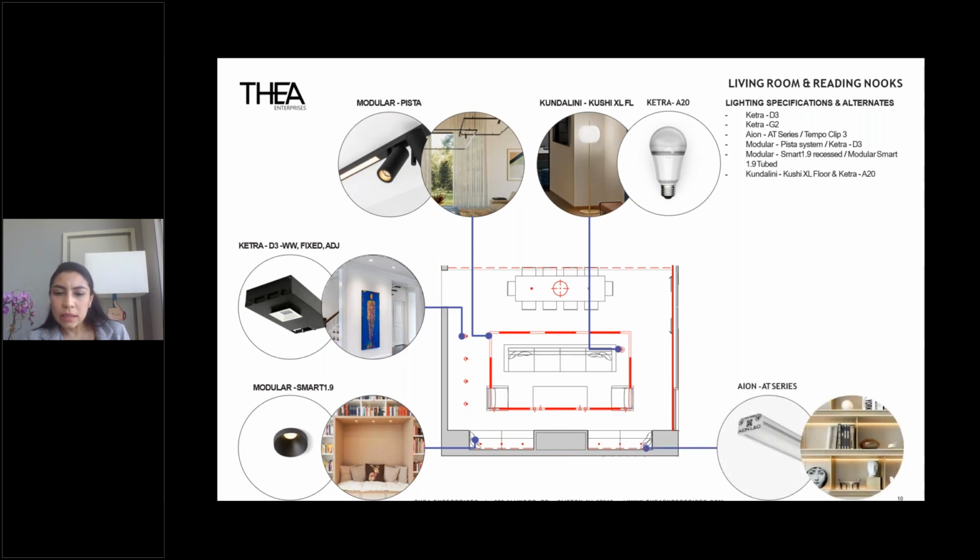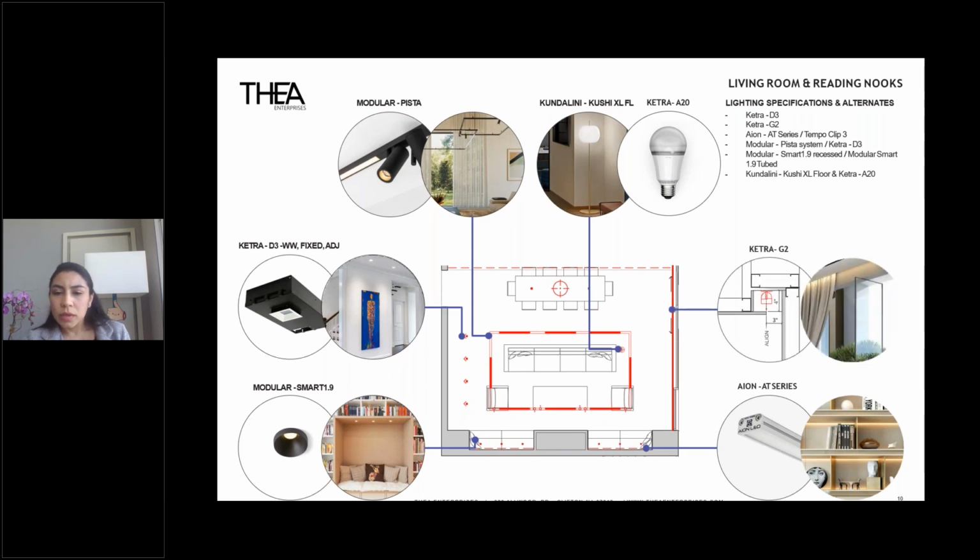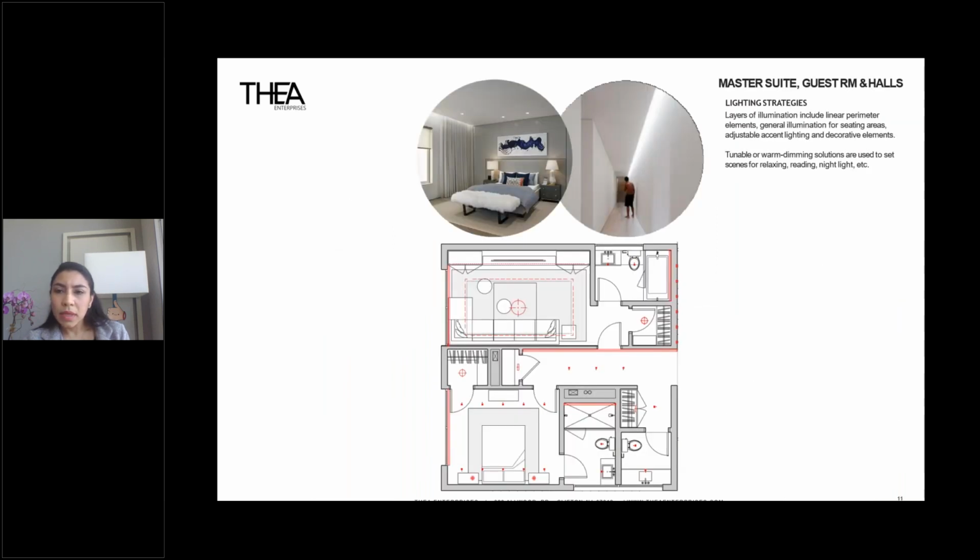And in this reading nook, we have some shelving. So we are locating the AT Ion series all the way back to create a linear element for your eye to draw into. And the continuation of the Ketra G2 that we had coming from the kitchen.